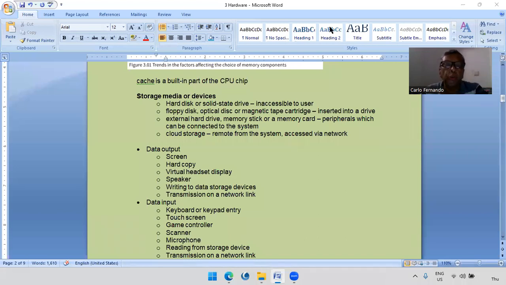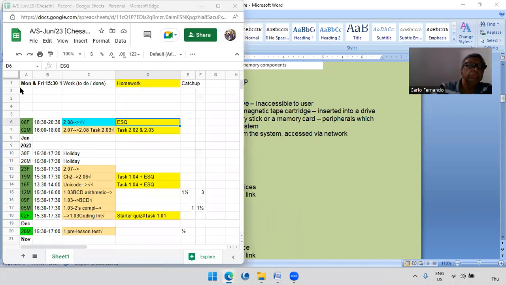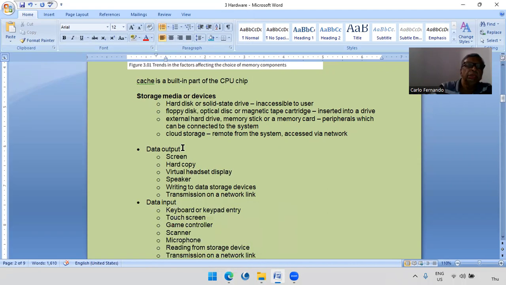Then you get cloud storage. You have heard of cloud storage. We have done remote system access via network. Google worksheet that I have, Google Drive is there. So this kind of thing is done in the cloud. The storage is there. We can access it from anywhere. I don't have to carry my computer.